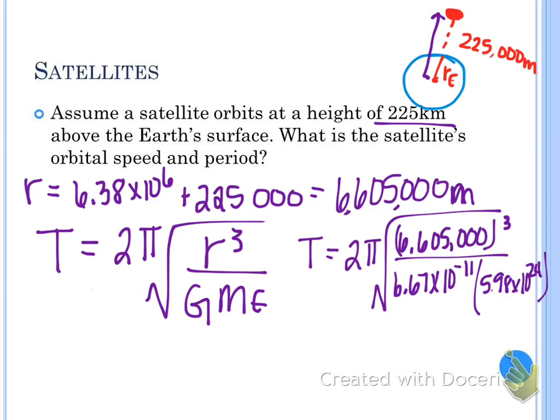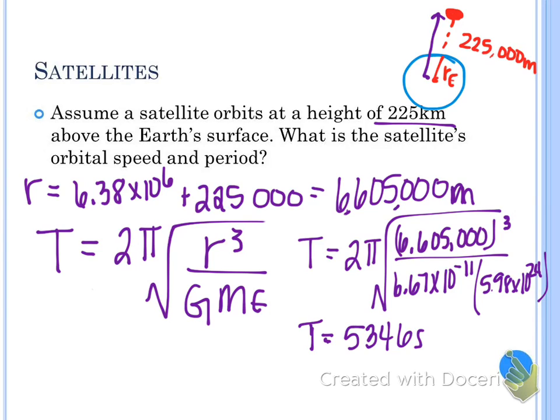All right, so again, go ahead and pause, plug that into your calculator, and we'll see if we match here. So for the period of this satellite, I got T equal to 5,346 seconds. Okay, somewhere in that range.